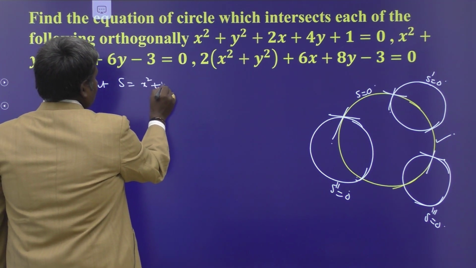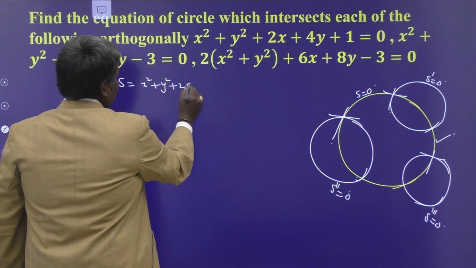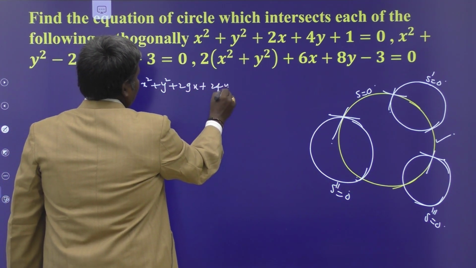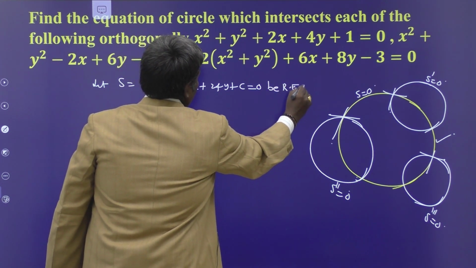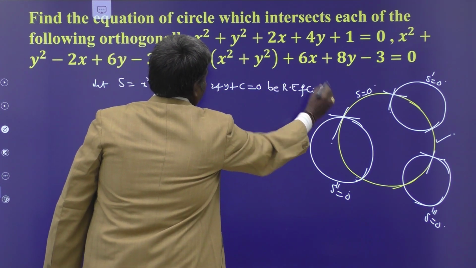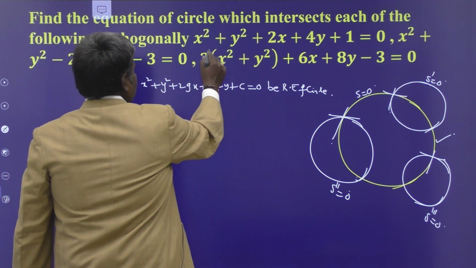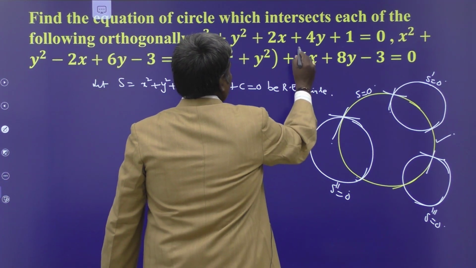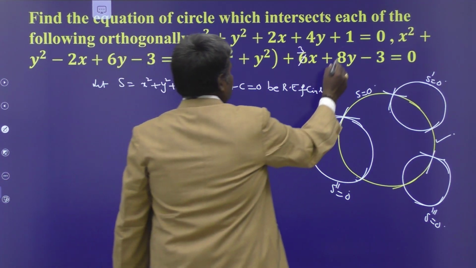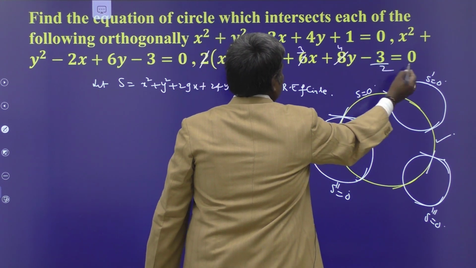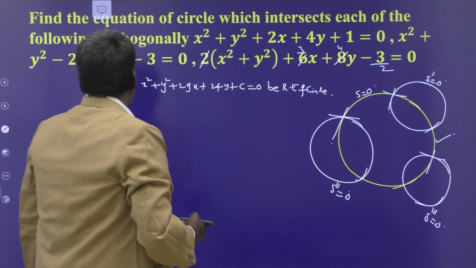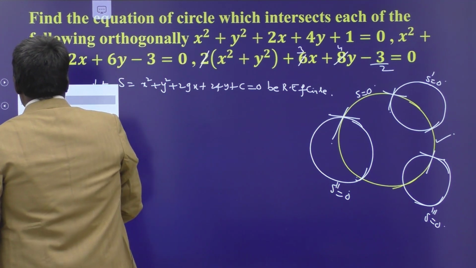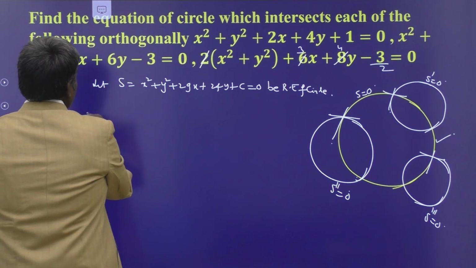Let x square plus y square plus 2gx plus 2fy plus c equal to 0 be the required equation of circle. Now this is not in the standard form. We are going to divide it by 2, 3 times. This is 4 times. This is 3 by 2 we obtain here. S equal to 0 and s dash equal to 0 cutting orthogonally.